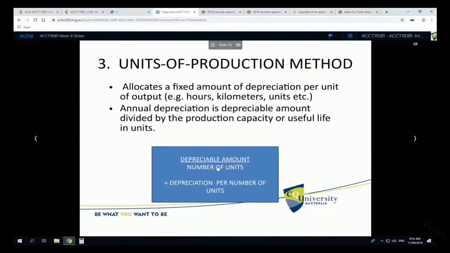units to the business. How many hours are we going to use this machine for? How many kilometres are we going to drive this vehicle for? Divide it by that total number and you will then get a depreciation amount per unit. That's not the amount you put into your general journal entry. There's one more step. Okay, with the straight line method, we divided it and got a nice, neat, same amount of depreciation every year figure. With units of production, because we're dividing it per unit, you actually get a depreciation amount per unit.